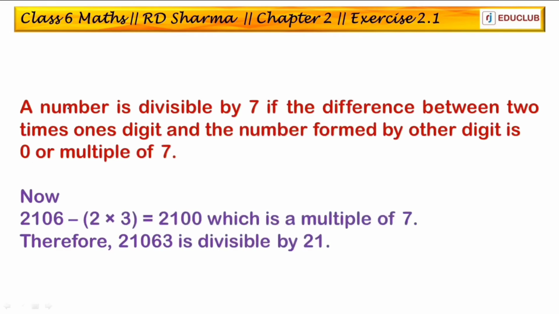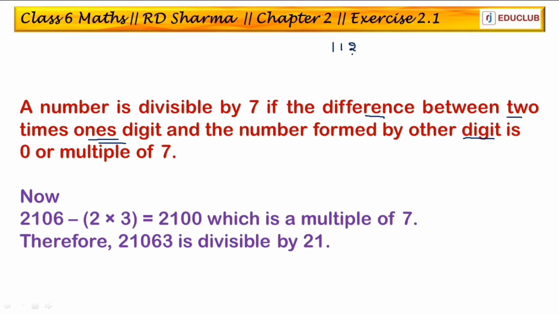Now, as per the divisibility rule, a number is divisible by 7 if the difference between two times the one's digit and the number formed by the other digits is 0 or a multiple of 7.